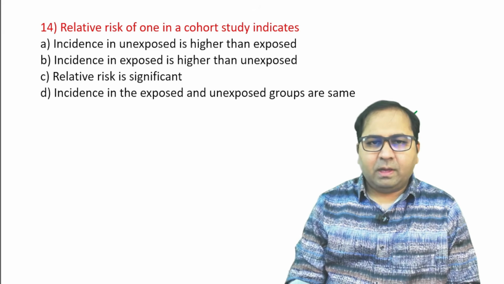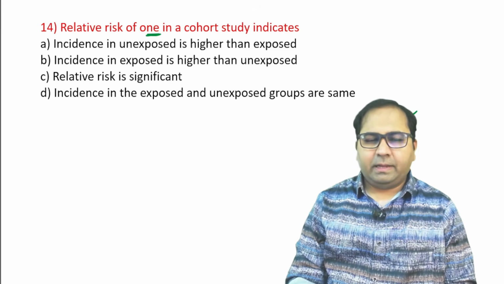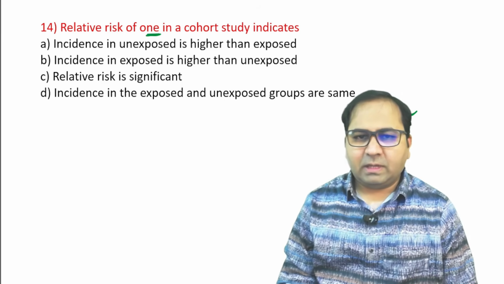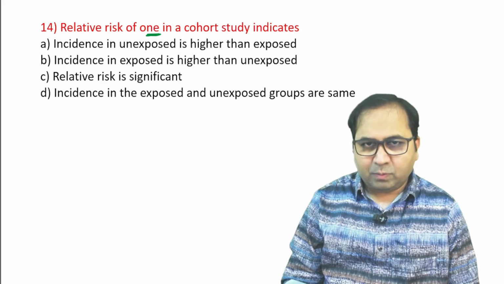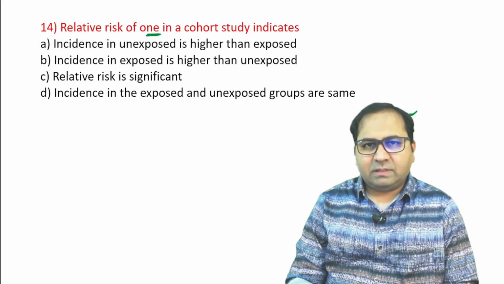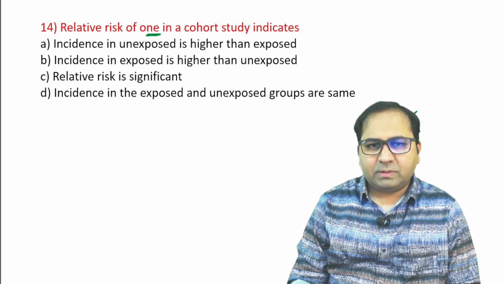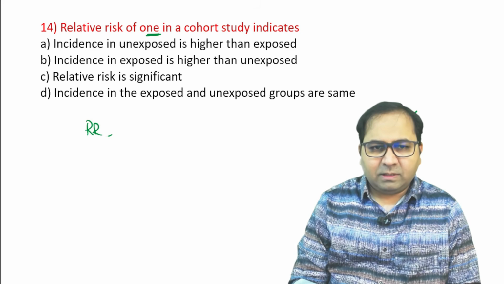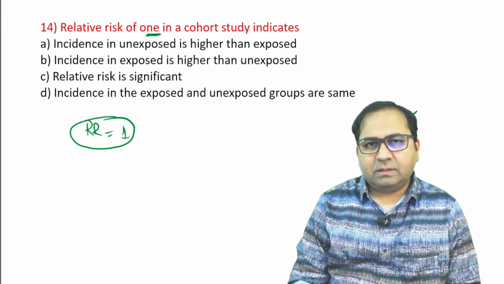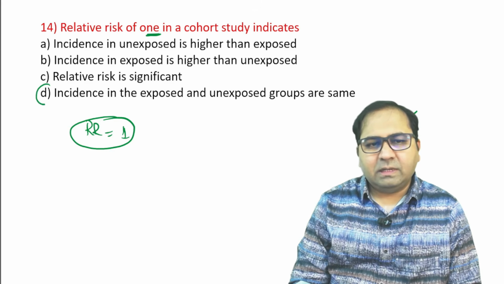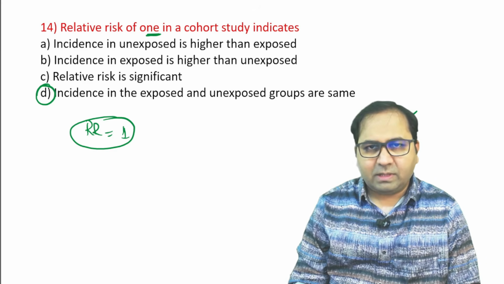Next question. Relative risk of 1 in a cohort study indicates what? Options are A, incidence in unexposed is higher than the exposed, or B, incidence in the exposed is higher than the unexposed, or C, relative risk is significant, or D, that the incidence in the exposed and the unexposed groups are the same. Relative risk is equal to 1. So very simple answer, option number D, that is incidence in the exposed and the unexposed are the same. Please remember the question and also the answer.